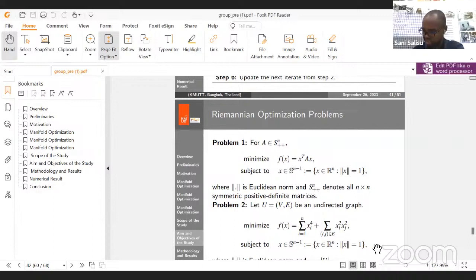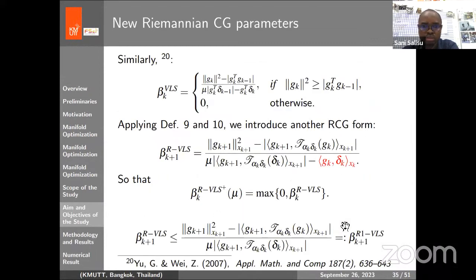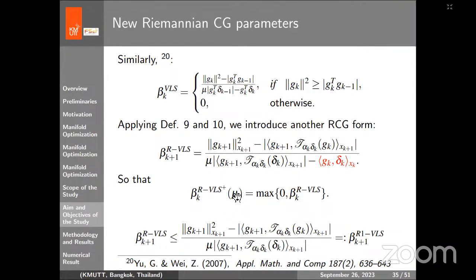Okay, that has really answered my curiosity. And I would like you to take me to slide 35. Firstly, why do you choose to call this beta k, beta k mu in bracket? Actually, because the sufficient descent actually relies on the value of mu.